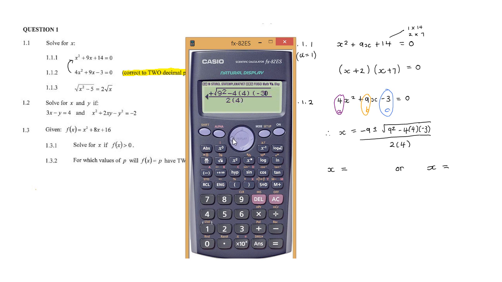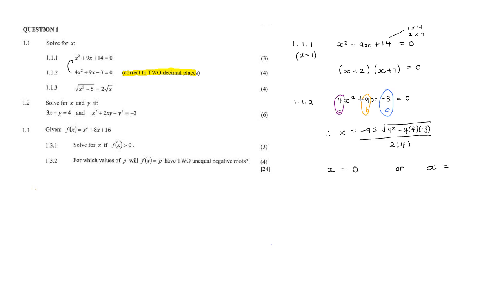Let's check the other solution. Okay, and we have negative 2.54. Okay, so our first solution is 0.29, and the other one is negative 2.54. Okay, there we go.